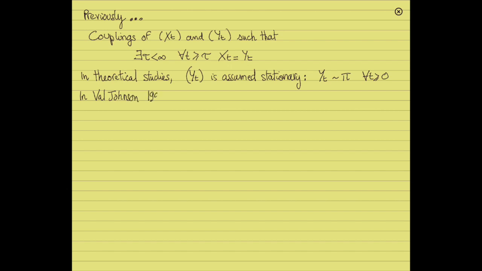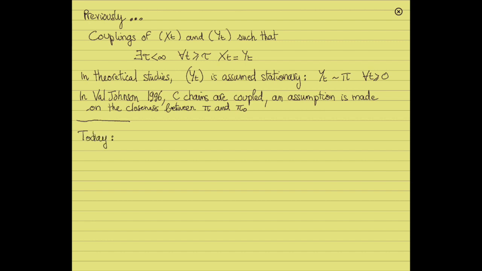We've also looked in the previous video at the diagnostics of convergence from Vale Johnson's work in 1996 using C chains, so more than two chains, a number C of chains that are coupled in such a way that they all meet eventually. And that resulted in a diagnostic of convergence assuming some closeness between the target distribution pi and the initial distribution pi 0. Namely, we assume that a rejection sampler from pi 0 to pi would accept sometimes a draw from pi with some non-negligible probability.